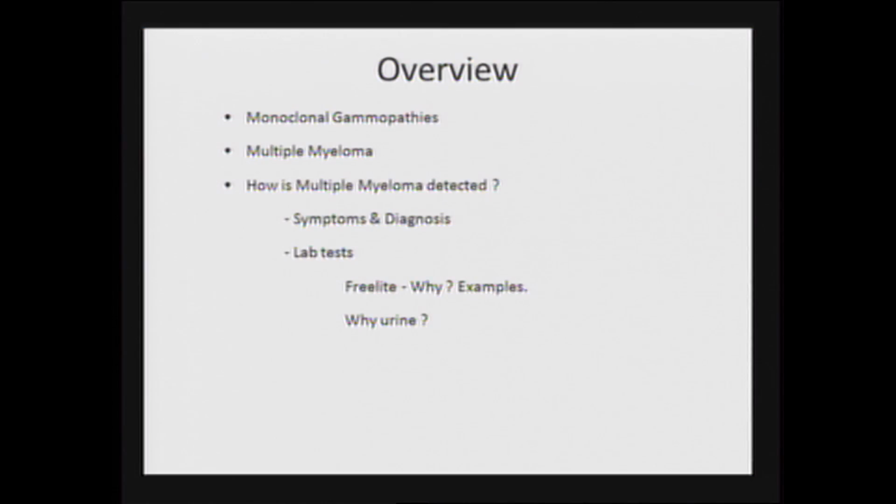Okay, so by way of overview, I'm going to talk about monoclonal gammopathies. There's going to be some big words. I'm going to try and explain them as well as I can. And if I don't, stop me and ask me again, because then I haven't done my job. So monoclonal gammopathies, one of which is multiple myeloma. We'll talk about what is it, when was it first discovered, where is it, and then how it's detected. So the symptoms and diagnosis, and some of this you've heard already, and some of this you live. All of this you actually live. So symptoms and diagnosis, the lab tests, and then the FreeLite test.